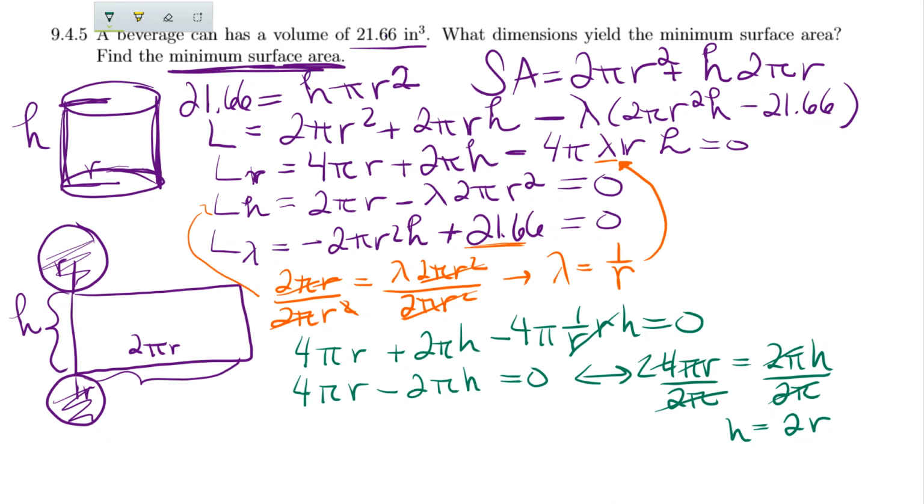So the next time you look at a can, just look at the top and measure how big you think the diameter is, because that's 2 radiuses, and then see how close it is to the actual height. It's kind of interesting.